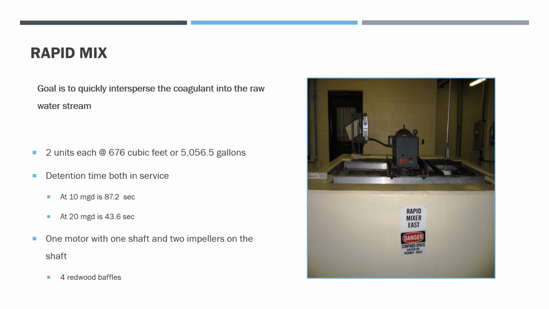Now each rapid mixer has one motor with one shaft, and there are two impellers on the shaft. Water comes into the bottom of the mixer, goes up past the first impeller, and then the second impeller on its way to the flocculators. The basins themselves have 4 redwood baffles, one at each side, and so when the rapid mixer revolves, the water has to hit up against those baffles and back mix. Very good arrangement for rapid mixers.